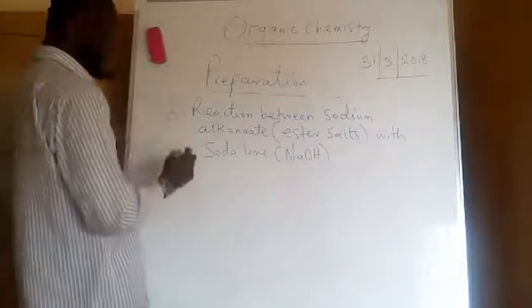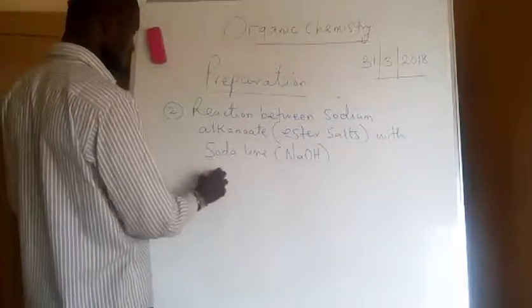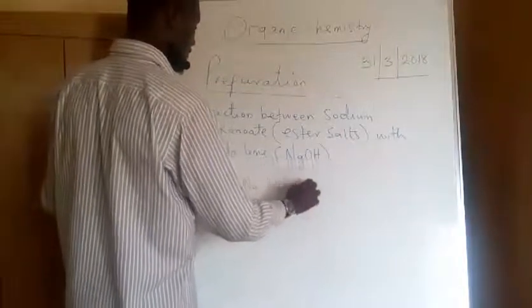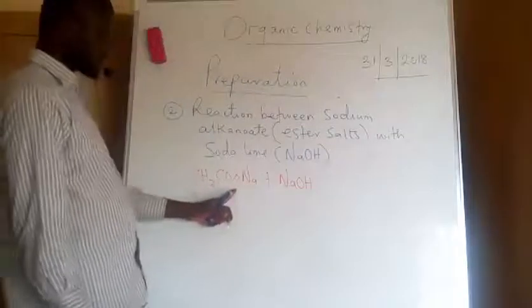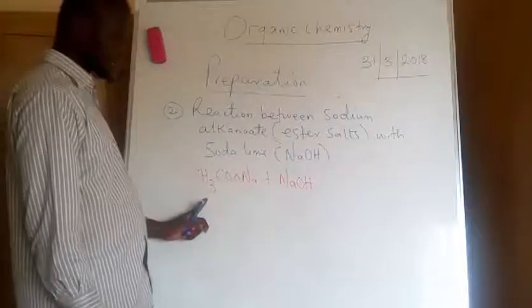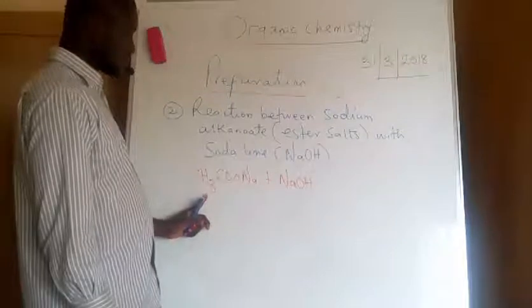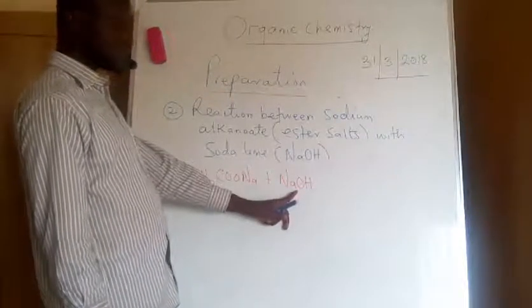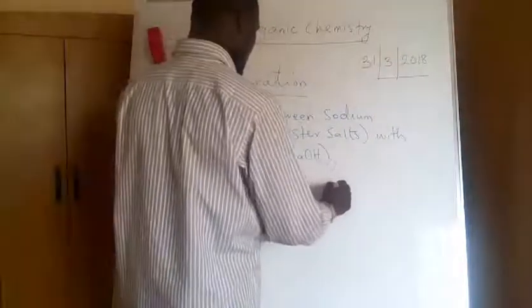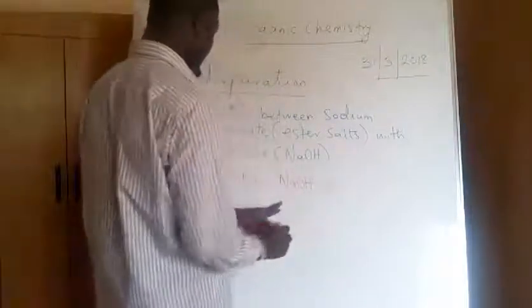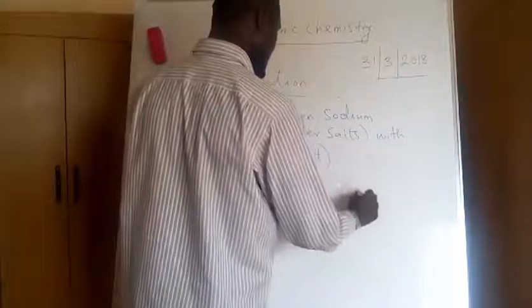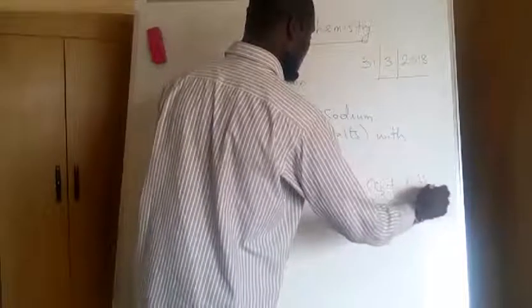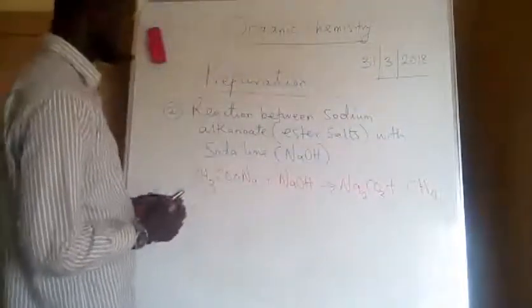Very good example is if I have CH3COONa, and react this with sodium hydroxide. Now this is sodium ethanoate, which is a sodium alkanoate or an ester salt, and I react this with soda lime, that is sodium hydroxide. What I'll produce is sodium trioxocarbonate plus methane. Yes, this is what I'll produce.